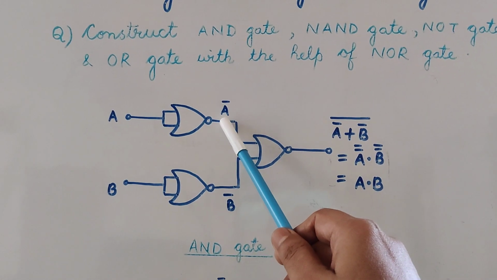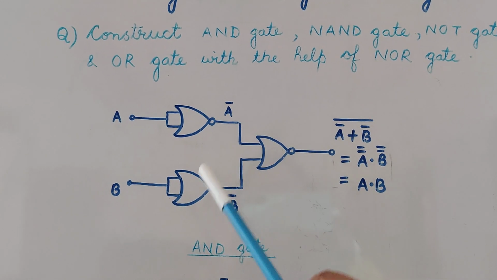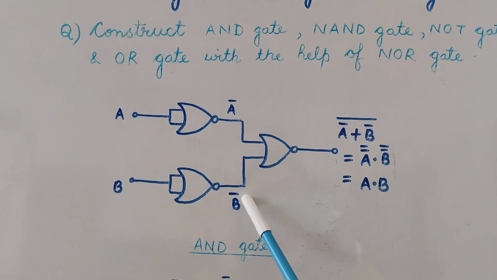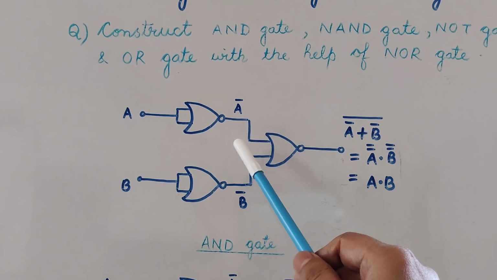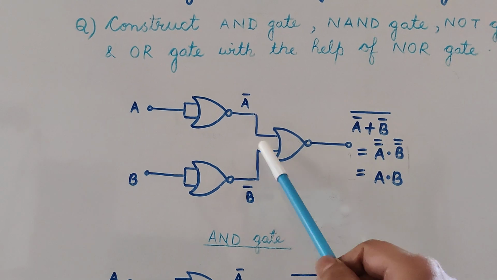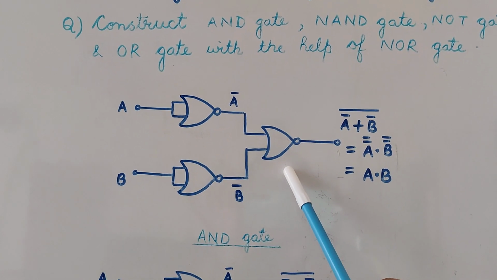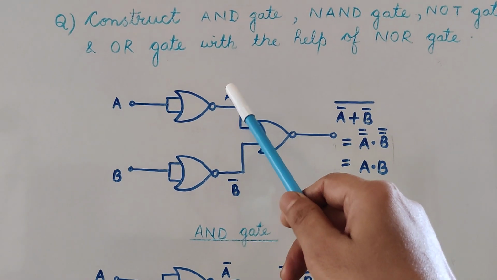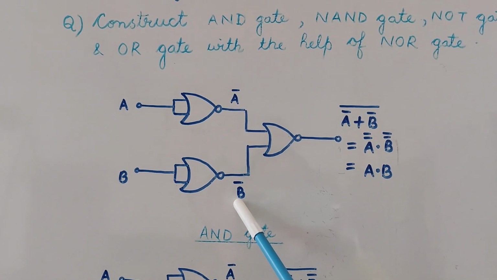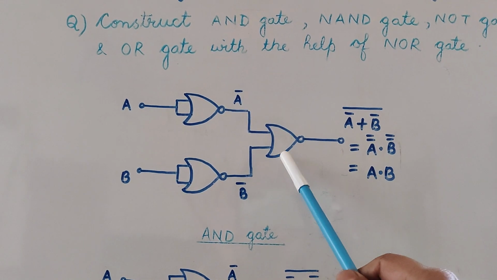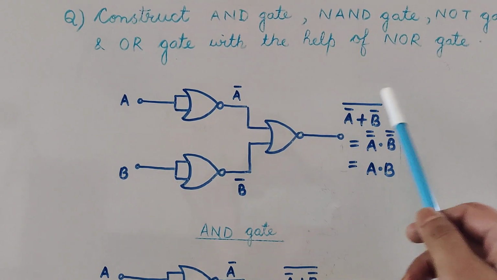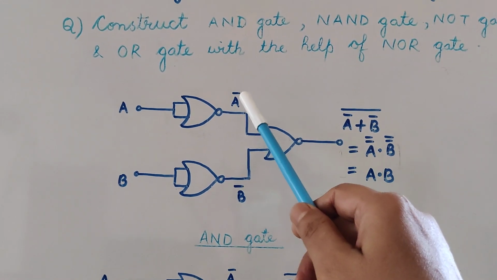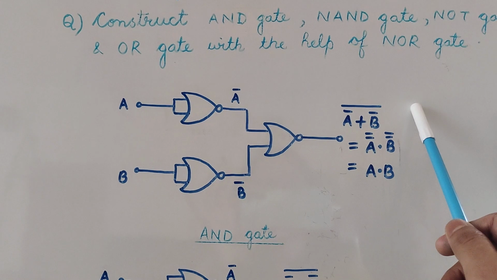So the output of the first NOR gate will come out to be the complement of A, and similarly the output of the second NOR gate will be equal to the complement of B. Now both these outputs are given to a third NOR gate. So the output of this third NOR gate will come out to be the complement of A plus the complement of B, complemented, because NOR gate adds the inputs and gives the complement of that. So the output here will be (A complement plus B complement) complement.